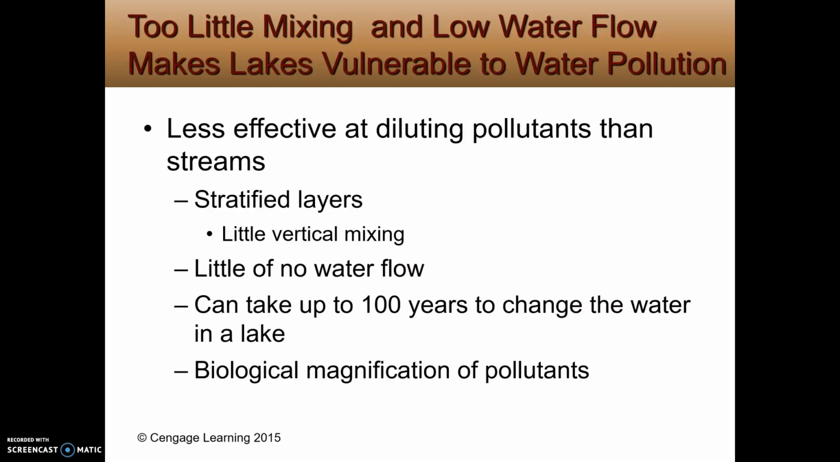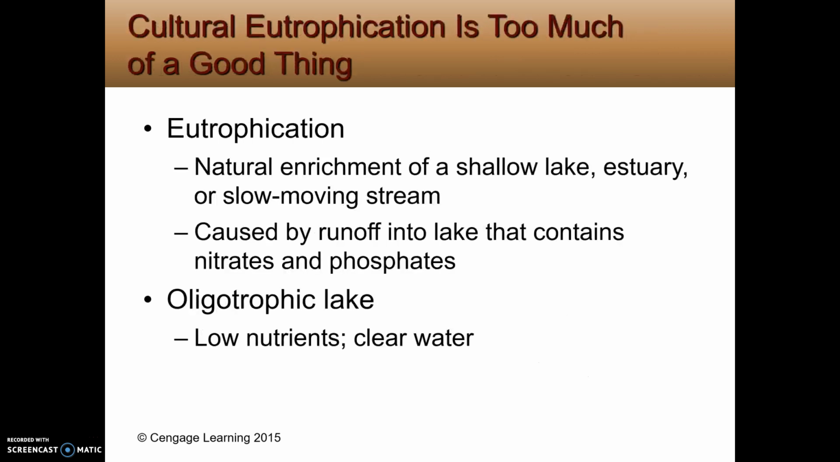Now, when you're talking about lakes, they are going to be more challenging than rivers, because rivers, because of the flow of the water, can reintroduce oxygen. But with the stratified layers in deeper lakes, you get very little vertical mixing, and you get very little water flow. So it can take about 100 years to change the water in the lake, and the toxins often are left behind. And if they are fat soluble, they are subject to bioaccumulation and biomagnification up the food chains.